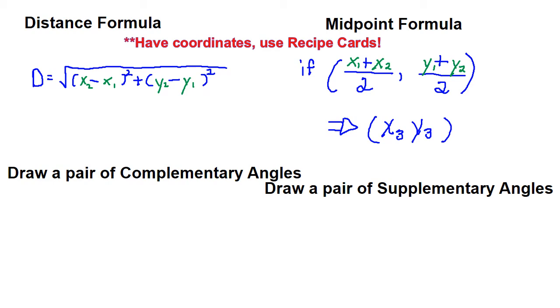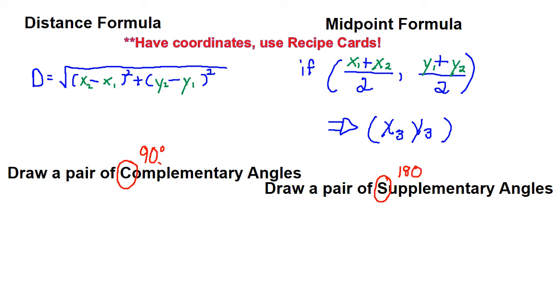Very important. All right, here I want you to draw a pair of complementary angles. A pair of complementary angles. The key word or the key vocab here is complementary. Complementary starts with a C. Supplementary starts with an S. C comes before S. 90 degrees comes before 180 degrees.